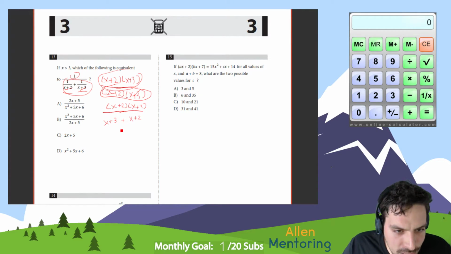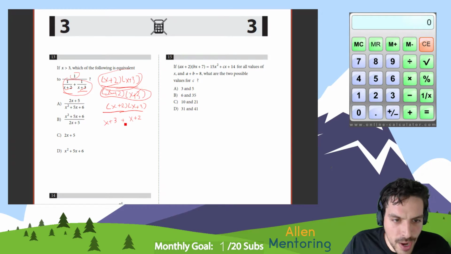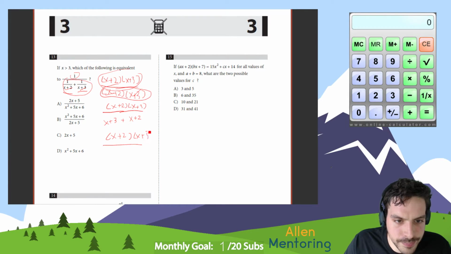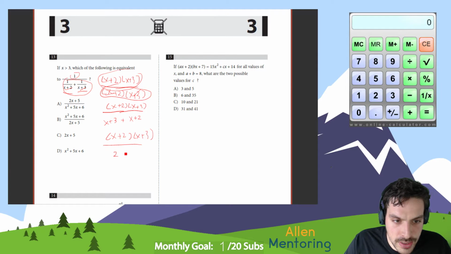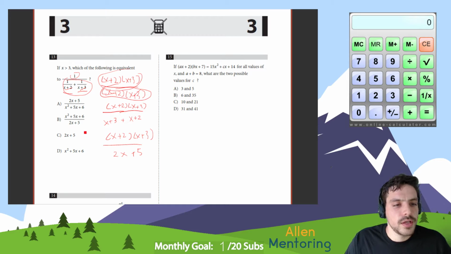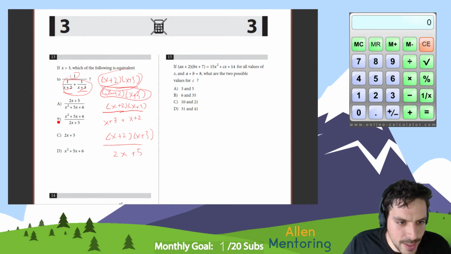Okay, so what do I have in my denominator here? Let's combine like terms quickly. So we're going to have, okay, this is the numerator. And like terms, x plus x is 2x, and 3 plus 2 is 5. Okay, so we see that B is our correct answer.